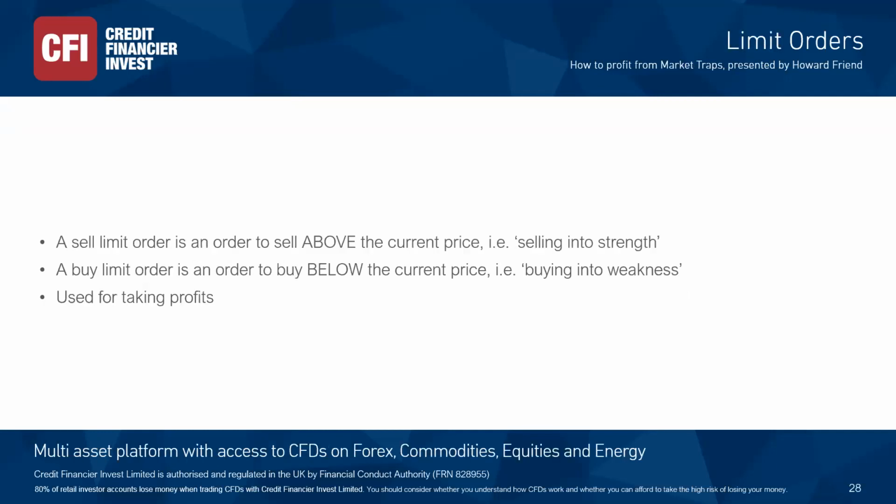Okay, limit orders, just to recap. A sell limit order is an order to sell above the current market price. So what you're doing is you're selling into market strength. A buy limit order is an order to buy below the current price. You're buying into weakness. So when and why would you use limit orders? You would use limit orders to enter if you wanted to get in at a cheaper price, but I don't do that with most of my strategies and systems. For the 1-2, I'll only be using limit orders to take profits.